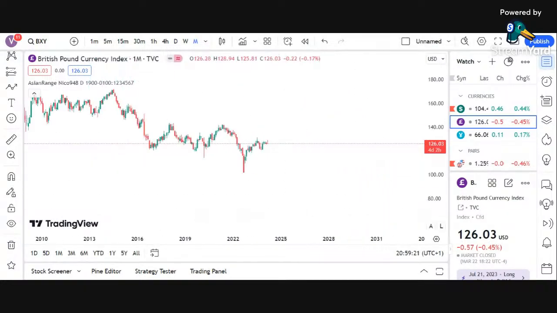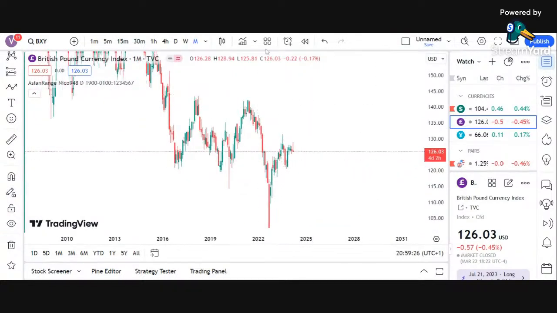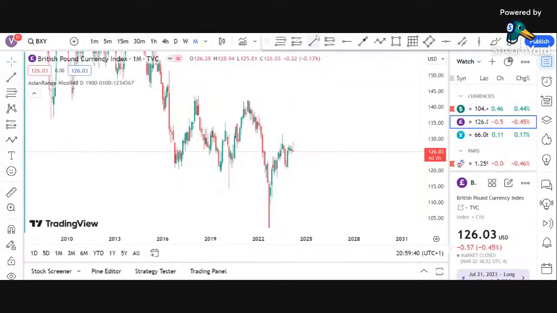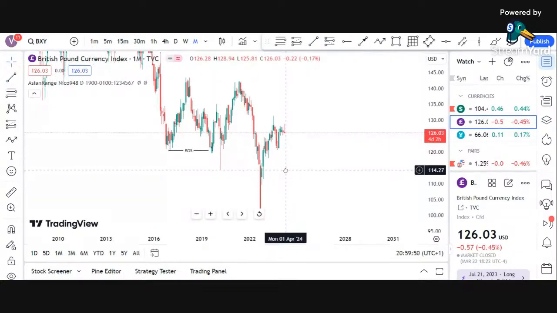So this is your monthly time frame. What are you looking out for? Break of structure. What are you looking out for on the monthly time frame? So that clear break of structure to the downside. There was a candle close, right? That was a break of structure to the downside.